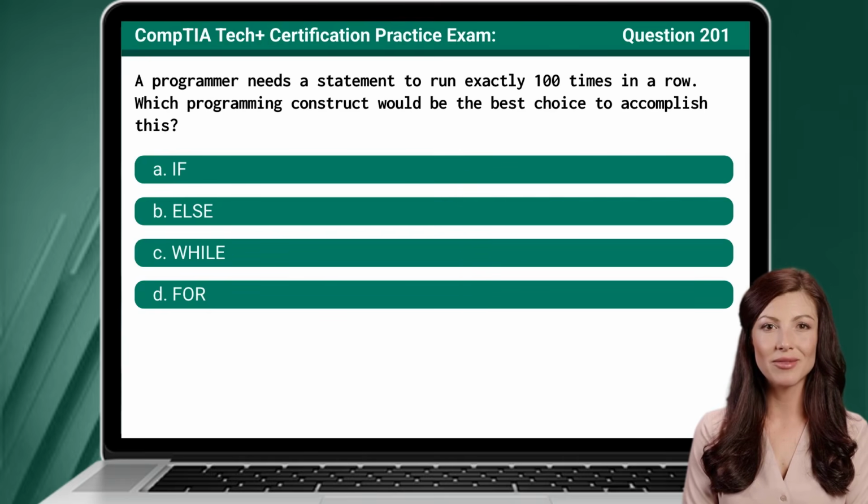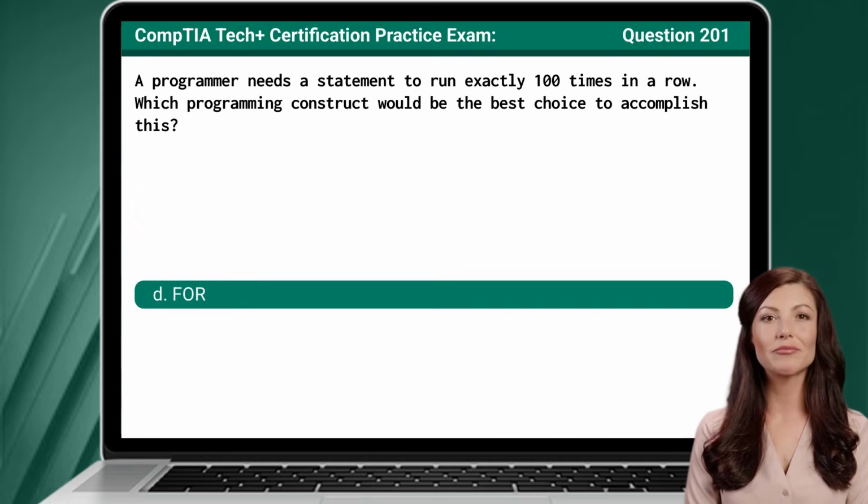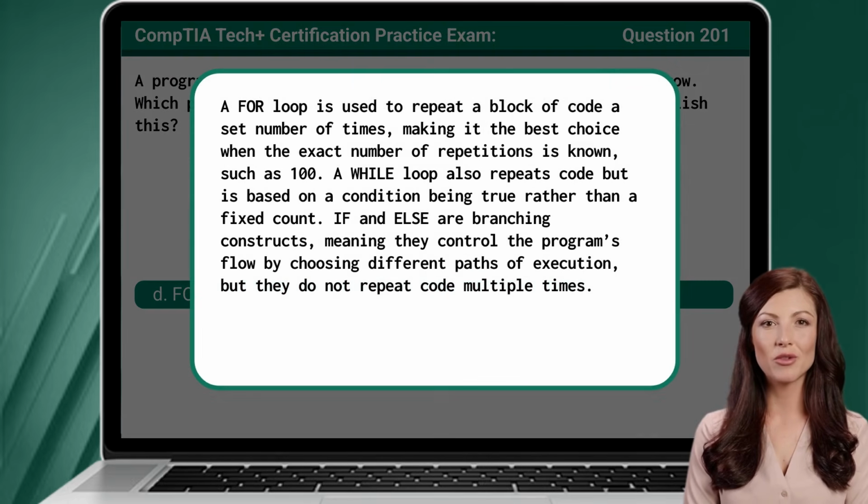The answer is D. For. A for loop is used to repeat a block of code a set number of times, making it the best choice when the exact number of repetitions is known, such as 100. A while loop also repeats code but is based on a condition being true rather than a fixed count. If and else are branching constructs, meaning they control the program's flow by choosing different paths of execution, but they do not repeat code multiple times.